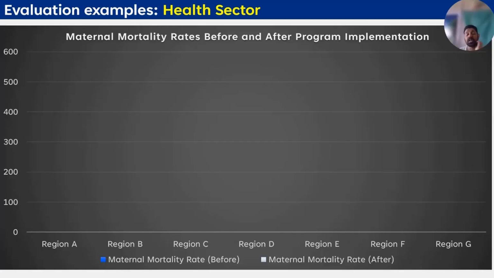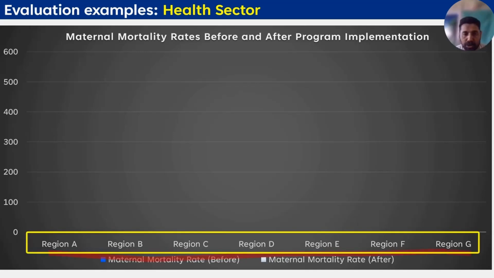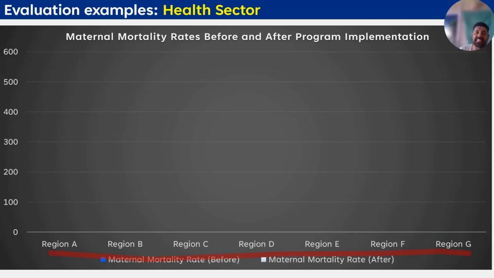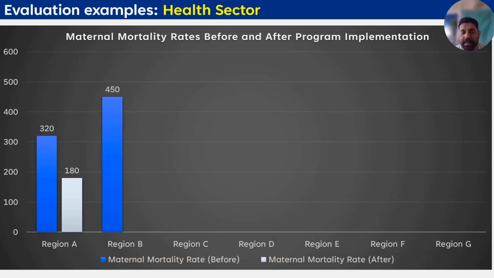Now when you conduct that evaluation, what will you have to present? You will have to present the data analysis. So for example, there are different regions in that area, region 1, 2, 3. When you analyze the data, you will have to present it like this. For example, maternal mortality rate. This one shows the before status and this one shows the after status. So here you can see the reduction.